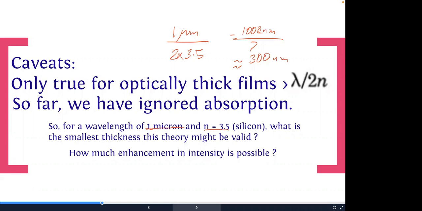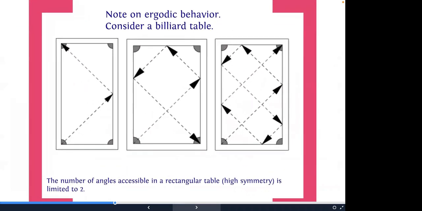And you can also ask, okay, well, how much enhancement intensity is possible? It's 2n squared. So it's 2 times 9, it's about 18. That's a pretty significant number, right? So if I can increase the intensity of the light inside the silicon by a factor of 18, that's a huge thing. Okay? So that's why this is important to understand and see if we can take advantage of it. Now let's try to understand again what this whole ergodic thing means.